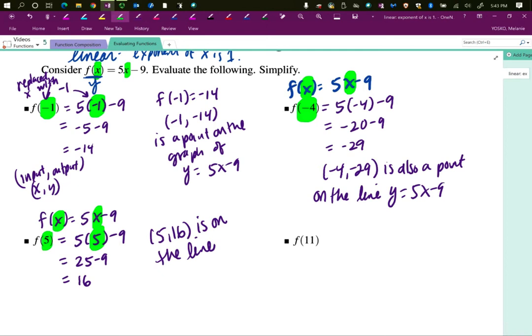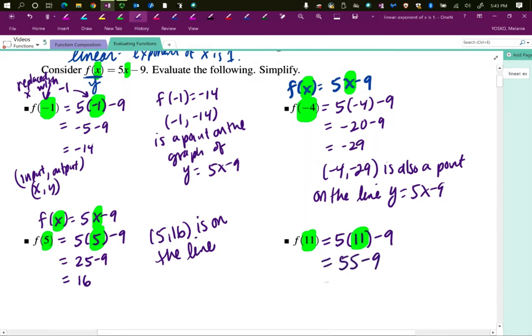So f of 11 says we've replaced that x with 11. The new input is 11. So this is 5 times the new input minus 9. So 5 times 11 minus 9, which is 55 minus 9, and we get 46. So again, we also have the point 11, 46 is on that line.